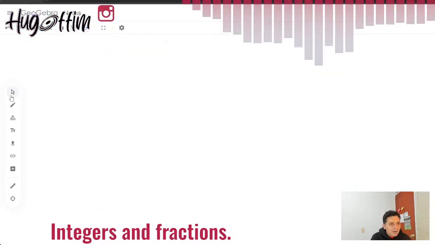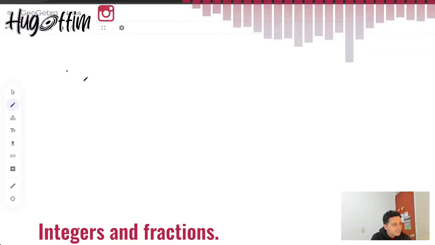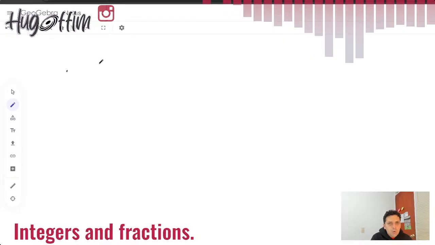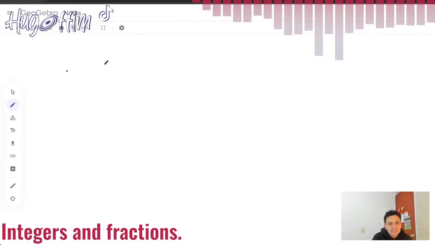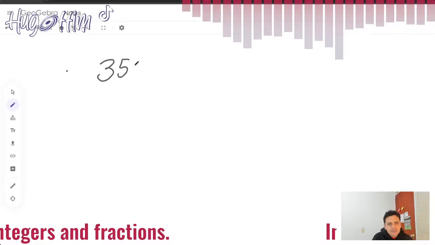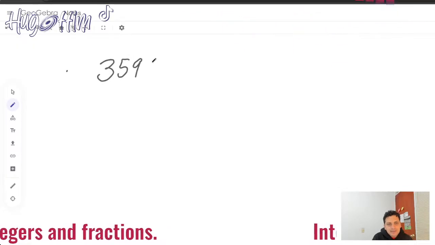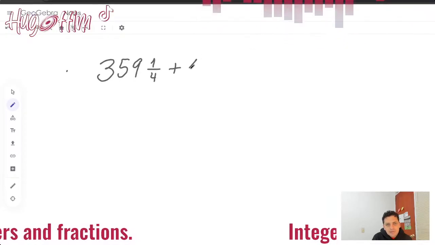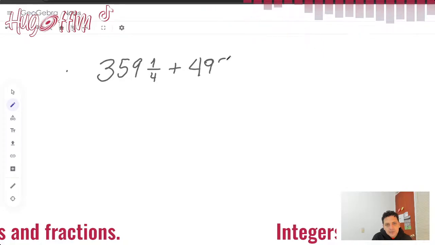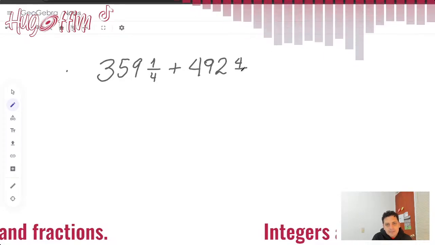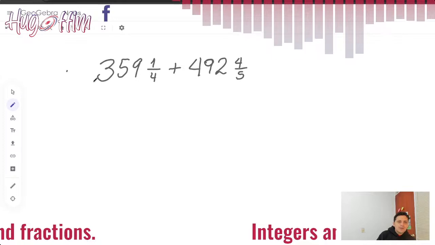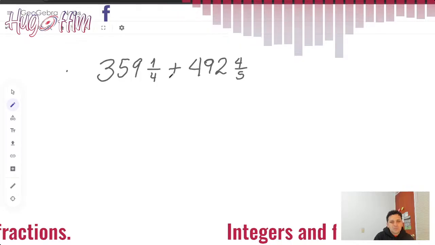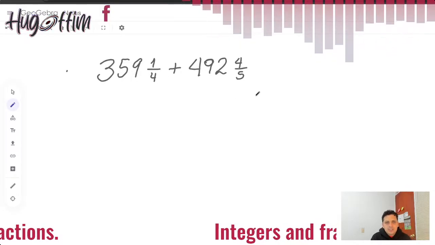So let's say that now I'm going to add these two mixed numbers. Let's say that I have 359 and 1/4 plus 492 and 4/5. Now, as you can see here, if I try to convert these mixed numbers into fractions, it's going to be difficult. It's going to be larger, maybe exhausting.